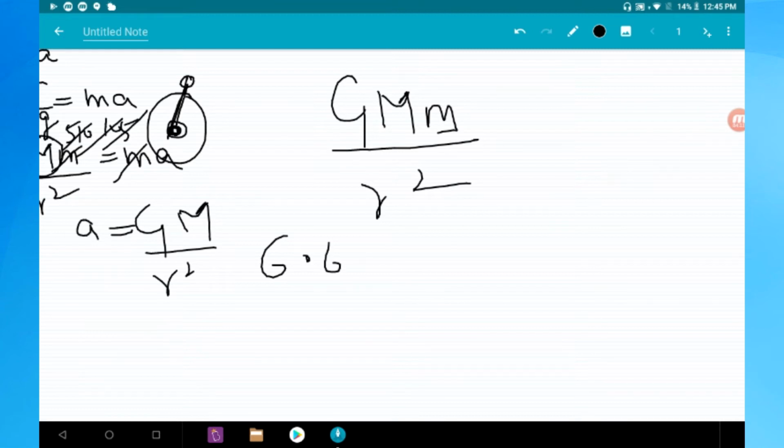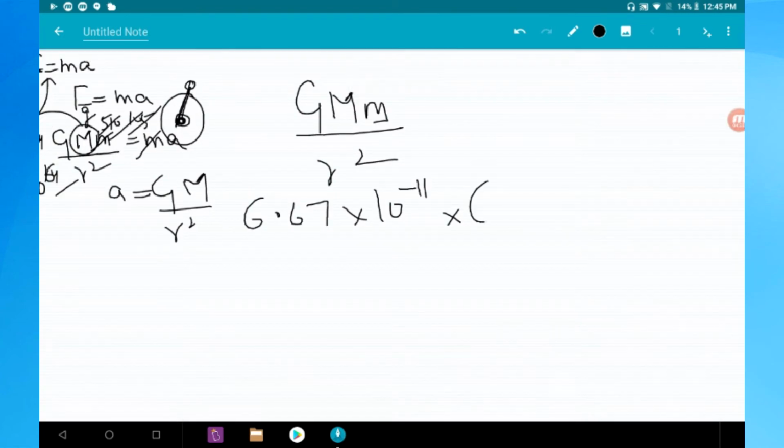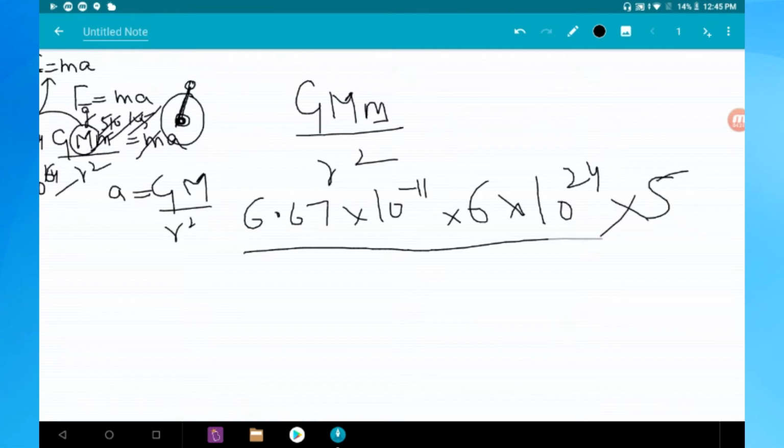6.67 times 10 to the power negative 11, times M, the mass of the Earth, 6 times 10 to the power 24. I'm sorry, I wrote it too big, so it won't fit on the whole screen. And m is the mass of the object. Let's take it first for the 5 kg ball, and we'll take the 10 kg ball later on. And the radius is 6.4 times 10 to the power 6, squared.